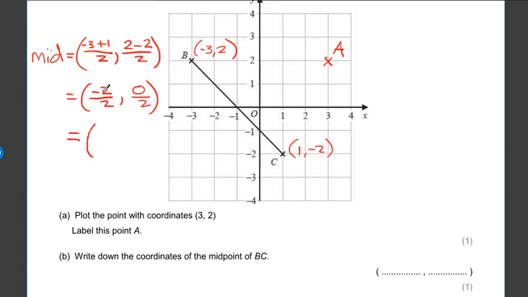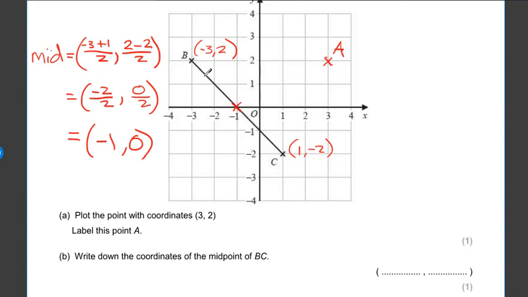Anyway, minus 2 over 2 is minus 1. Anything 0 divided by anything is 0 except itself. Okay, so there's your point. Anyway, it should be obvious. Easy way to do it.